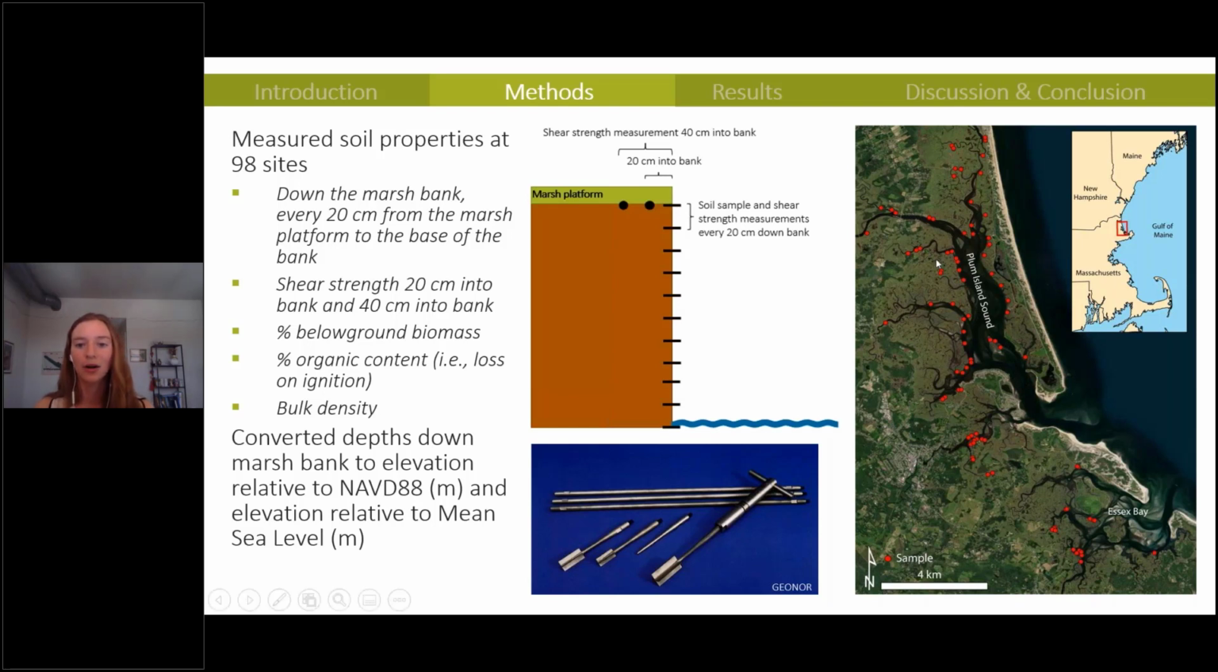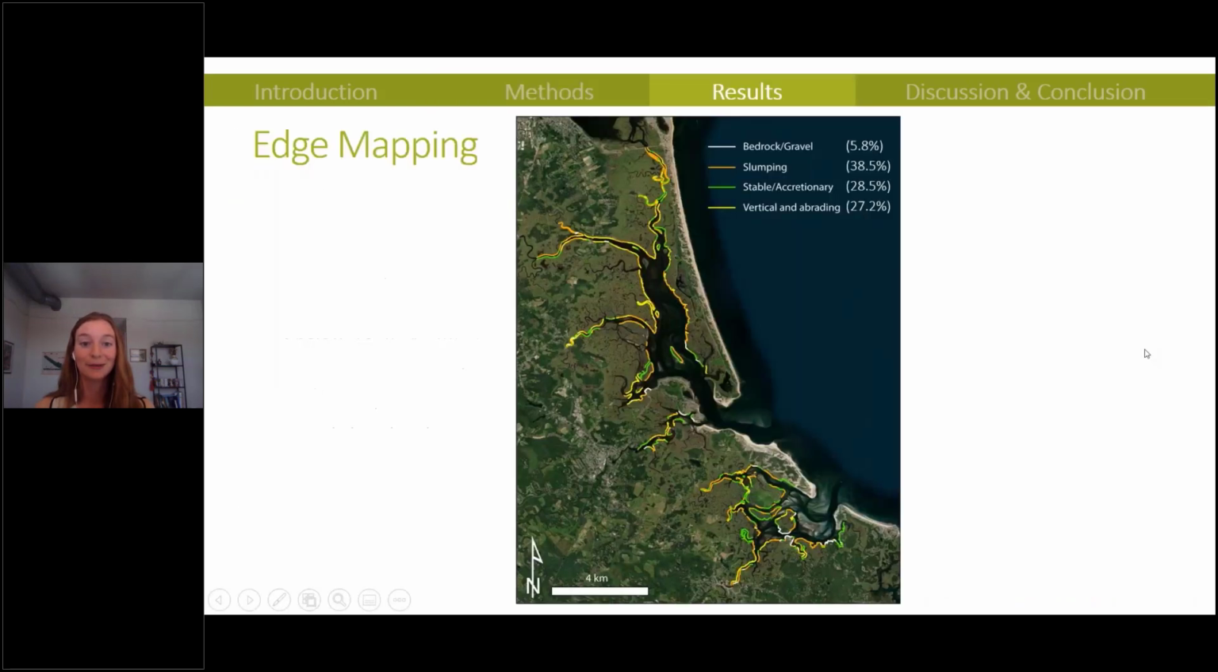To make a comparison across the different sites a little easier, we converted the depths down the marsh bank to elevation relative to NAVD 88 as well as elevation relative to mean sea level, which would make things a little more intuitive to understand. And so we looked at all these parameters, compared the relationships in every combination you can imagine, and here are the results.